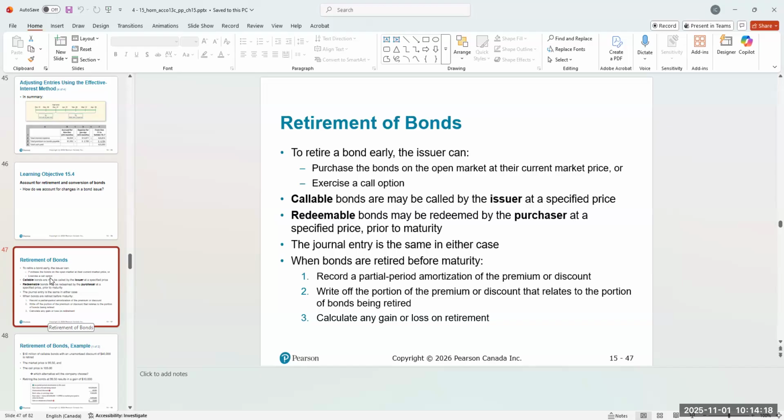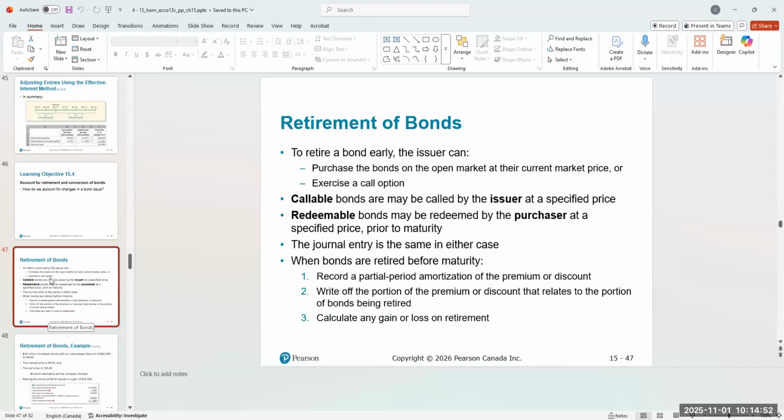Redeemable is the purchaser can redeem the bond, or the purchaser, whoever is holding the bond, can go back to the issuer and ask, I want my money back. Now, the journal entry in both cases, callable or redeemable, is exactly the same. What's interesting with retirement of bonds earlier than the maturity date? First, we have to do some calculation.